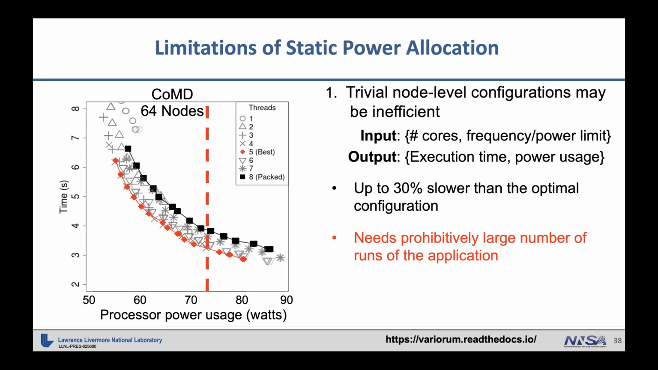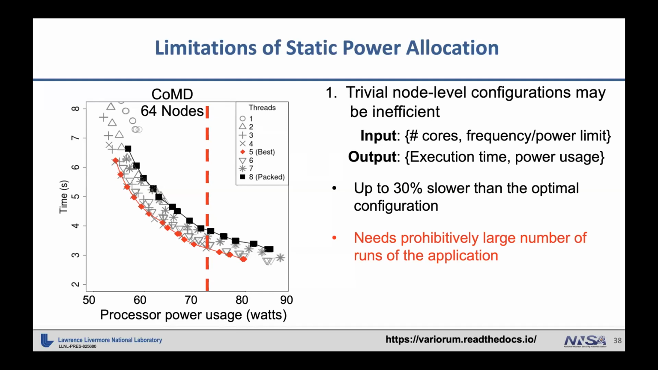As you can see, the packed configuration with 8 threads, shown in black symbols, is always inefficient. That is, it is away from the origin, and so inefficient in power and performance compared to the best case here, which is the five thread configuration shown in red.